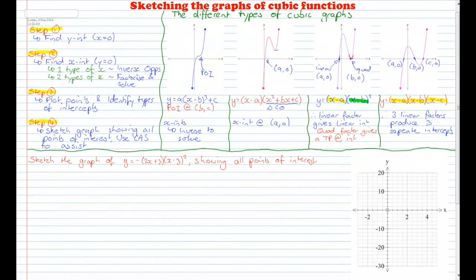Alright, so now it's time to press pause and attempt the following question, that is sketch the graph of y equals negative bracket 2x plus 3 multiplied by x minus 3 squared, showing all points of interest. Remember when you're done to press play so you can check your solutions against mine.